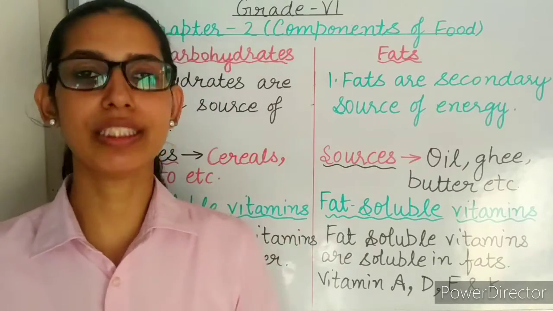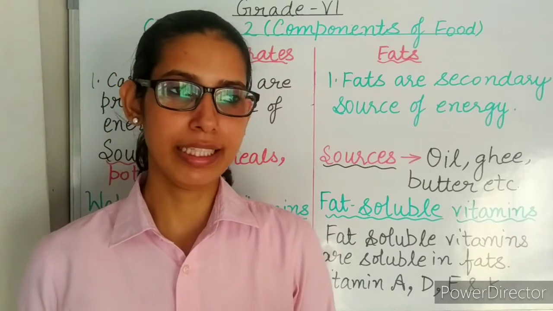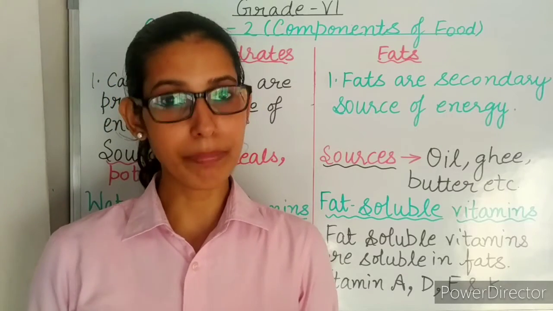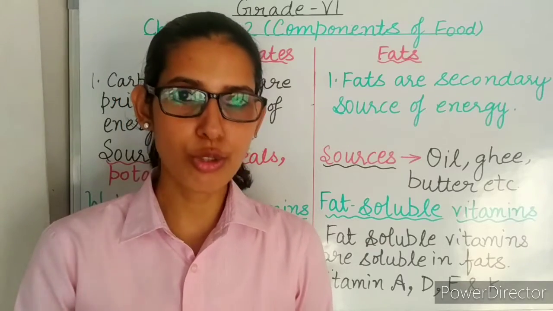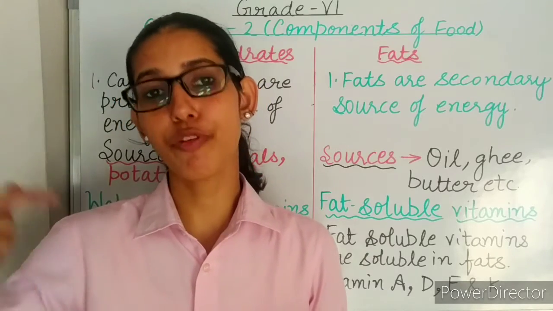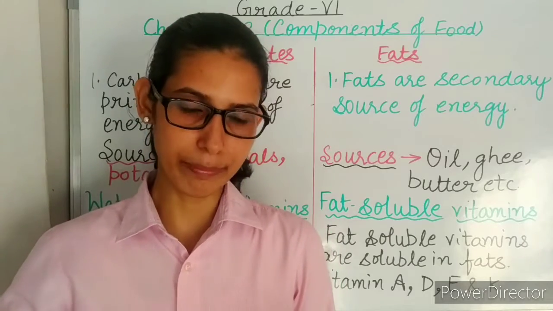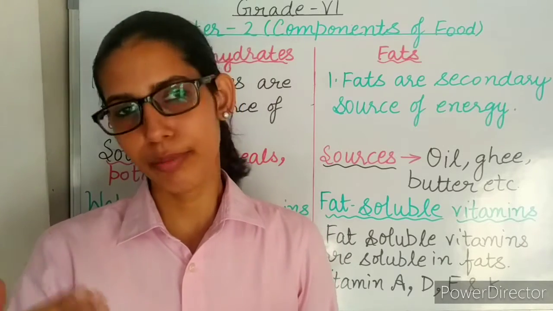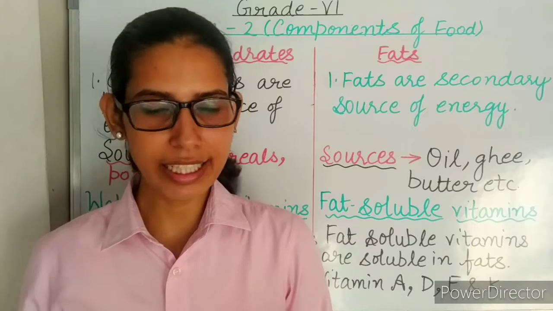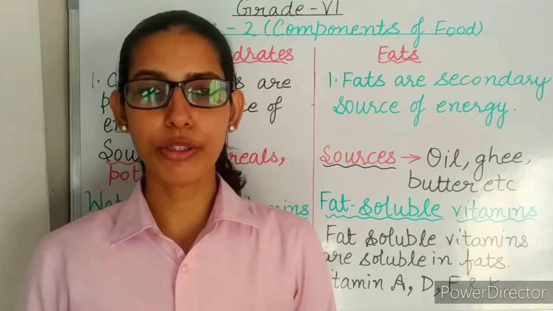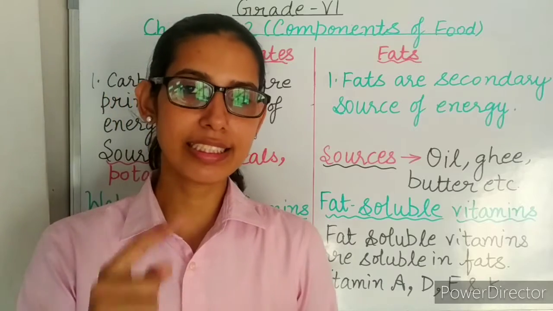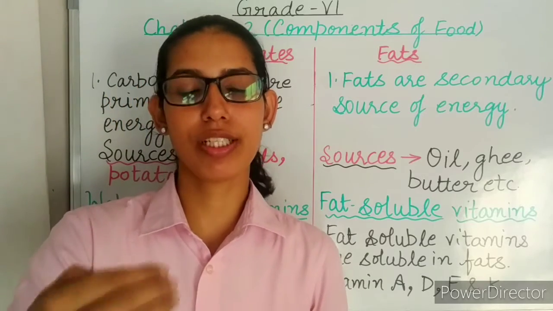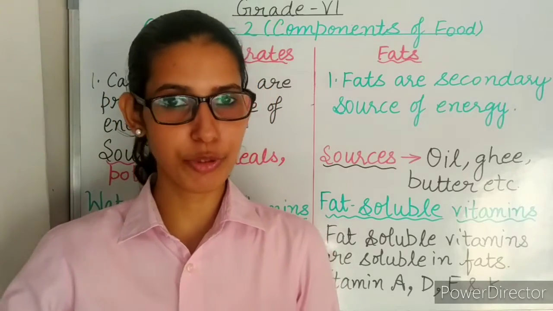Next is, what are deficiency diseases? Give two examples. Deficiency means shortage of something. So deficiency diseases means the diseases which are caused due to deficiency of a particular type of nutrient in the diet for a long time. For example, anemia. Anemia is caused due to deficiency of iron in the diet. Goiter is caused due to deficiency of iodine in the diet.